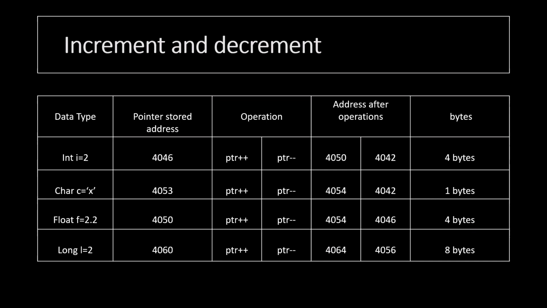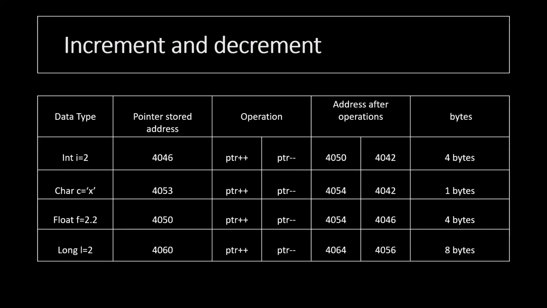Let's start with the increment decrement operator. In this table, you can see that in the first column, we have taken different data types and assigned them certain values. In the next column, we have the address value these data types are stored at, and these have been assigned to a pointer. In the next column, we are applying increment and decrement operations on that pointer. Whenever we apply an increment or decrement operation on a pointer, it changes the stored address as per the data type.